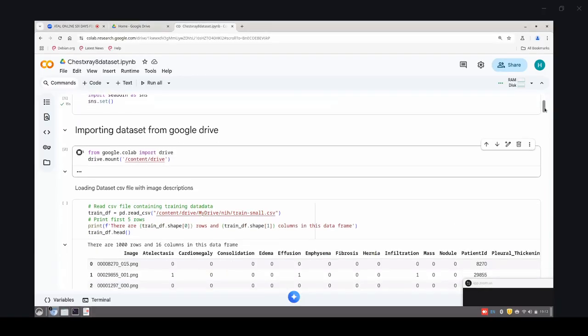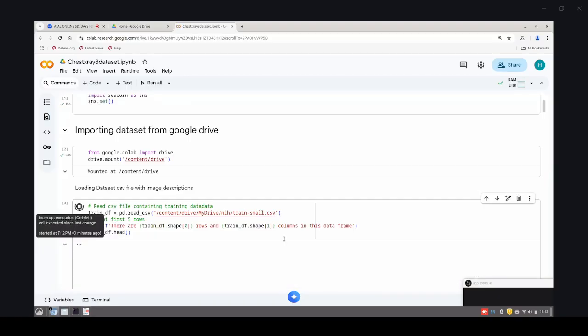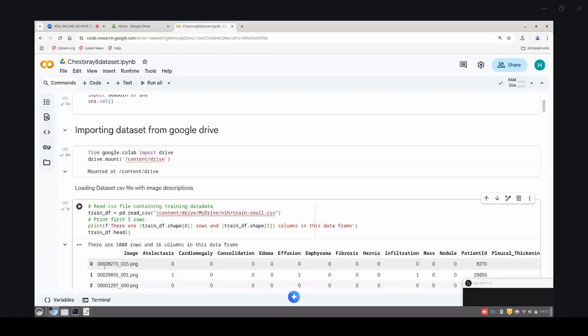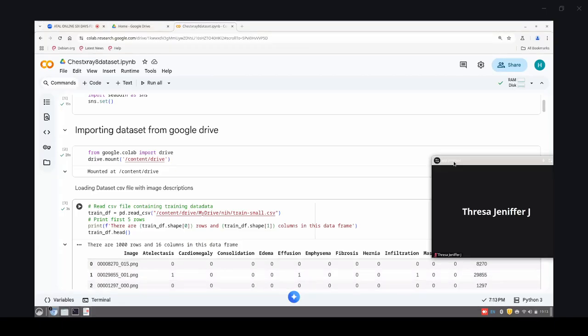and I also have a file called train-small.csv, which has the image file name and the corresponding disease names, whether present or not, marked by 0 or 1. 0 means the disease is absent in this X-ray image. 1 means the disease is present in this X-ray image. So this 0002985_001.png has atelectasis disease. So that's why it is marked 1 here in this column.